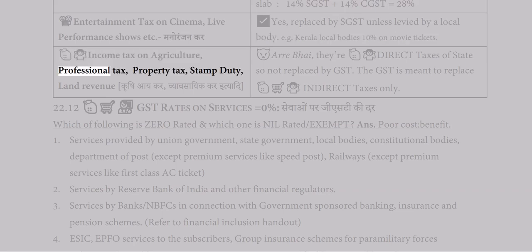Income tax on agriculture, professional tax, property tax, stamp duty, land revenue: they are direct taxes of the state so not replaced by GST. The GST is meant to replace indirect taxes only.